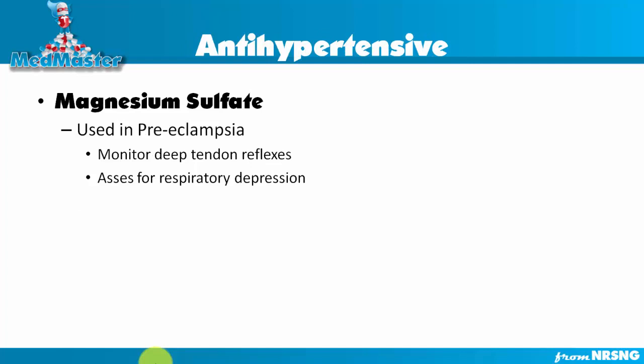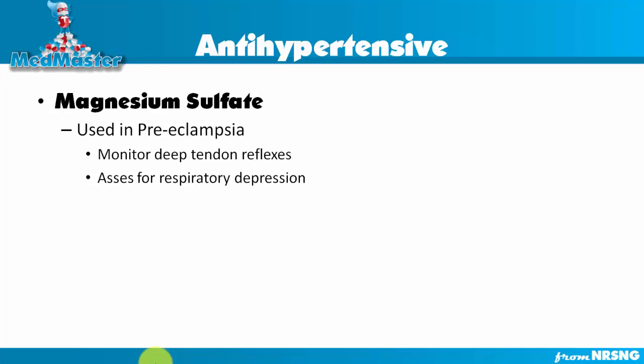Antihypertensive. We're going to talk specifically about this one, magnesium sulfate. Magnesium sulfate can be used with preeclampsia. Now remember, preeclampsia is high blood pressure during pregnancy. I almost forgot the word pregnancy there for a second, but it's high blood pressure during pregnancy.